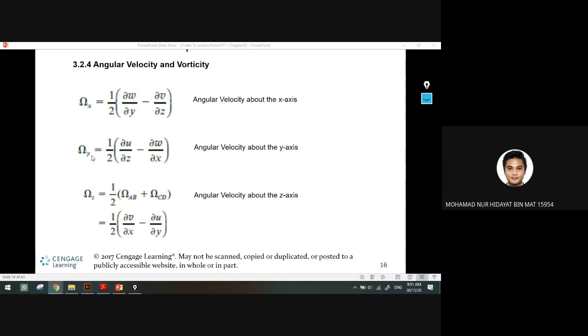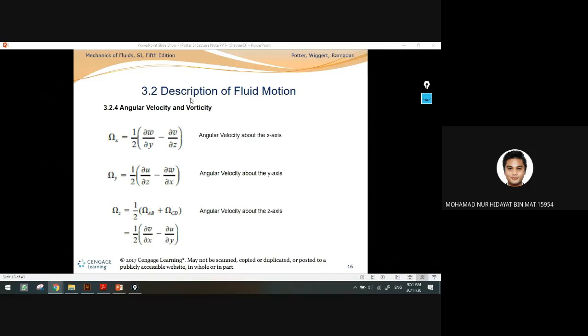and this is the same for y. This is u over z minus w over x. This is for x. On the other hand, it is w over y and v over x. So when the question asks to find the angular velocity about the x-axis, that means your thumb is facing the x-axis. When your thumb is facing the y-axis, make sure your thumb follows the directions. Alright?